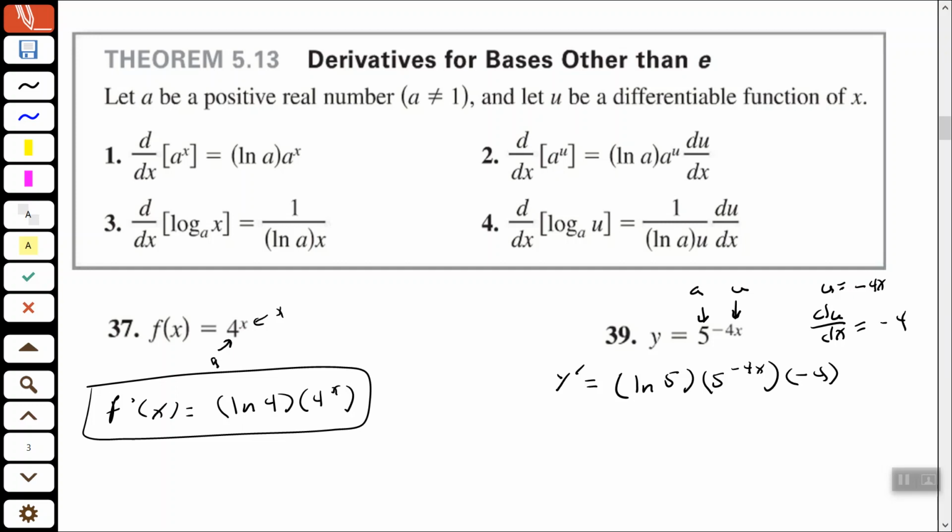Okay, and then you can clean that up some. So we have -4 natural log of 5 times the natural log of 5 all over. And since I have the negative exponent, I can move the 5 to the -4x. I can move that down to my denominator and make it 5 to the positive 4x.